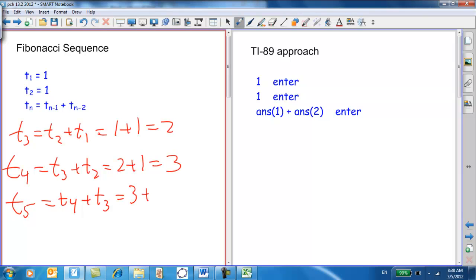So that's 3 and 2 equals 5. And then 3 and 5 will make 8, and then 5 and 8 will make 13, and so forth. And that's your Fibonacci sequence.